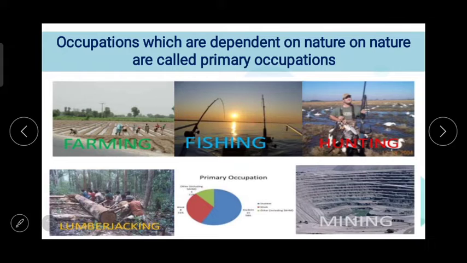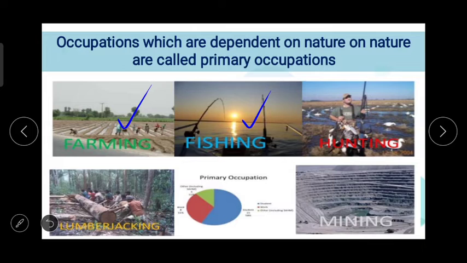So we carry out many activities to fulfill our needs, and we have number of needs. We have many occupations, industries, trades, etc. Some of these activities are directly dependent on nature. For example, farming, which is directly dependent on nature, fishing, which is directly dependent on nature, which means that the products obtained in these activities are obtained directly from nature.